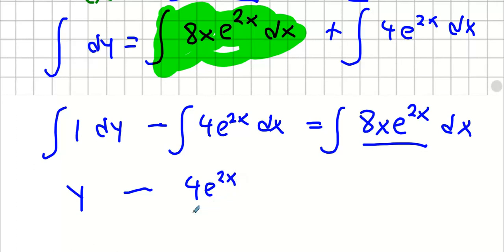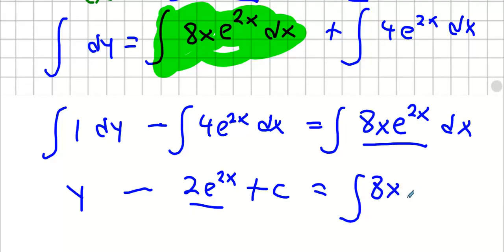4e to the 2x all over, which is 2e to the 2x, yeah? And then I should probably put a c at the end, shouldn't I? Because both of them combined will have some sort of number. Okay? Oh, there's no 2 on the bottom. It's gone, yeah. Okay, now what?